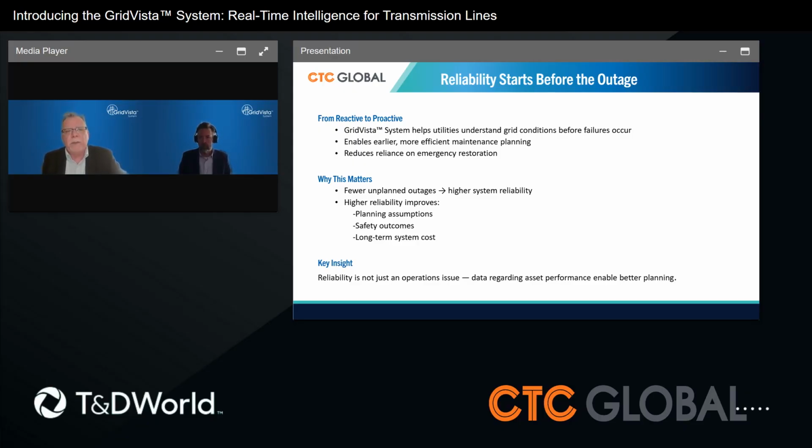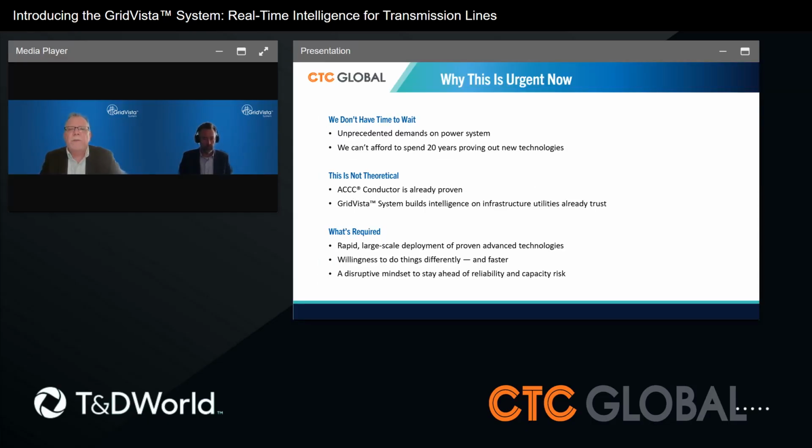We need to be smarter in our assumptions and how we plan and design the system. So reliability is not just an operations issue, but data regarding asset performance can better help us with planning. So why is this urgent now? We don't have time to waste, and we can't spend 20 years proving an existing technology and getting it deployed at full scale. We need to act.